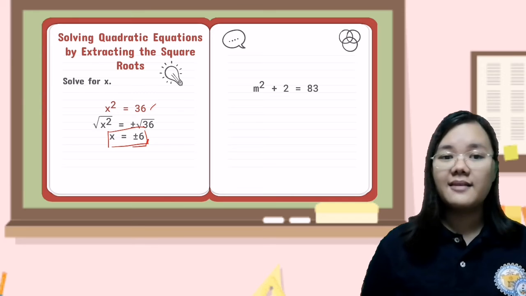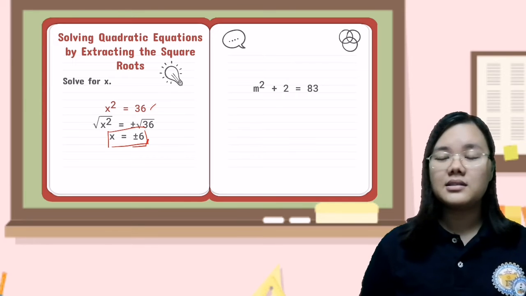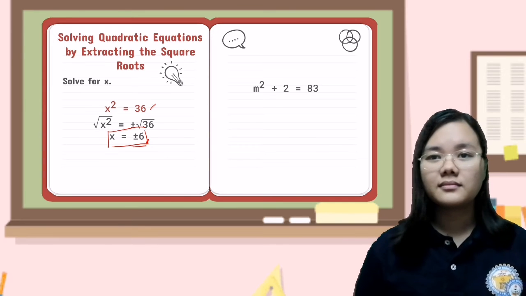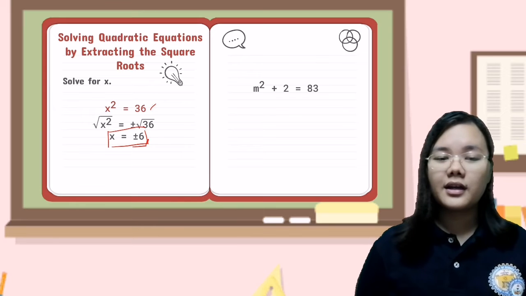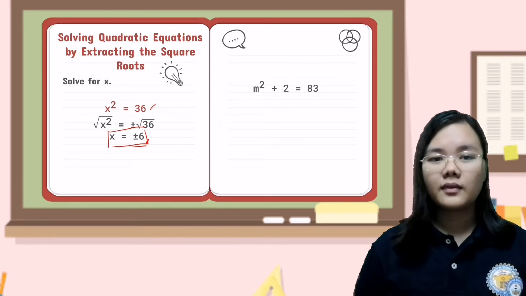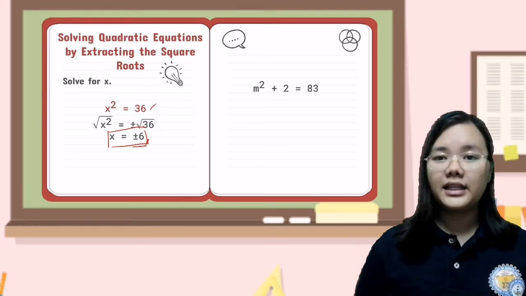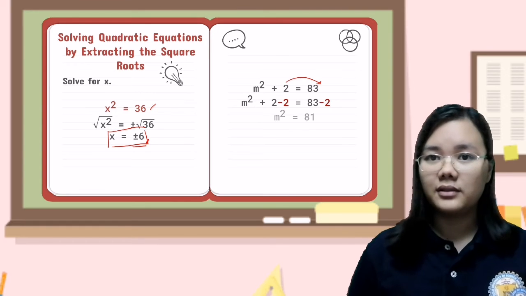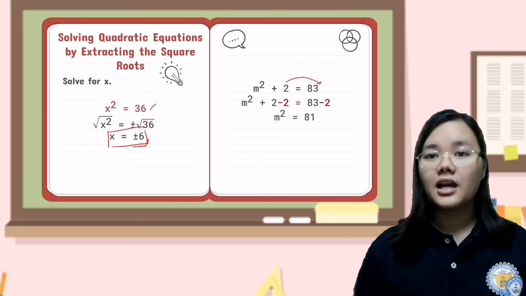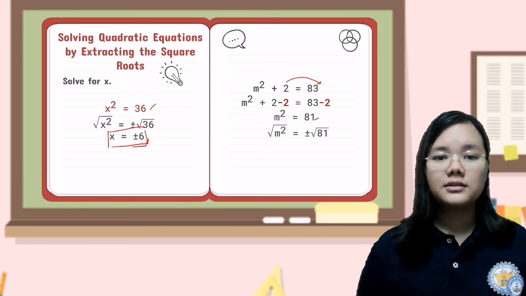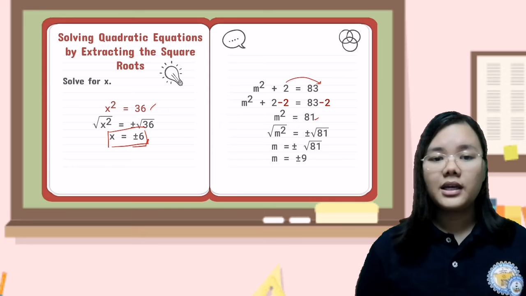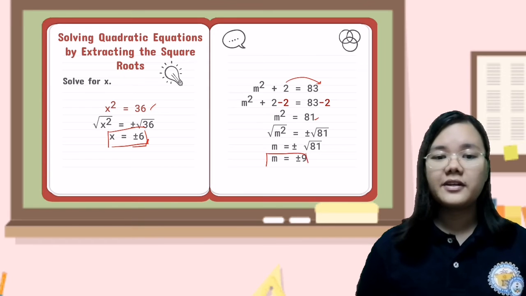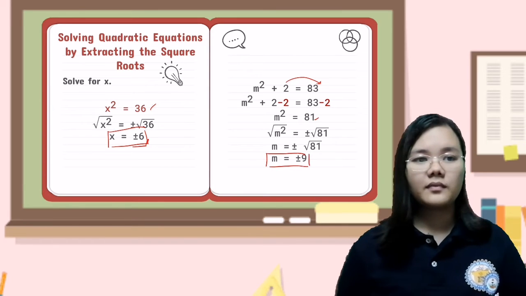Next example, m squared plus 2 equals 83. m squared plus 2 minus 2 equals 83 minus 2. Then 83 minus 2 is 81. And since 81 is a perfect square, our answer will be m equals positive and negative 9.